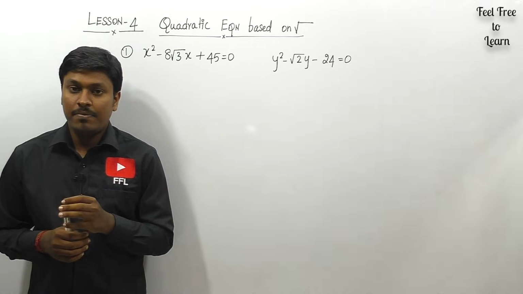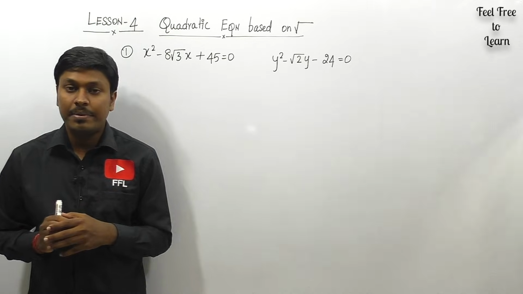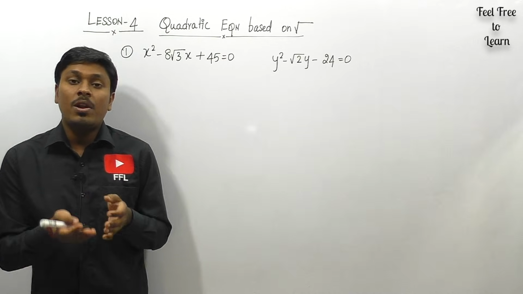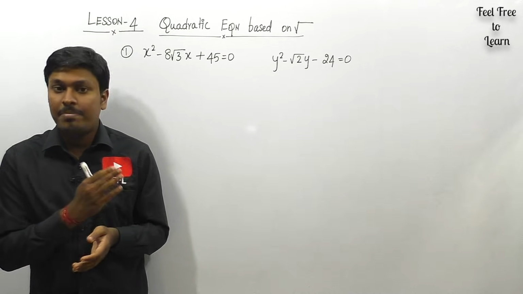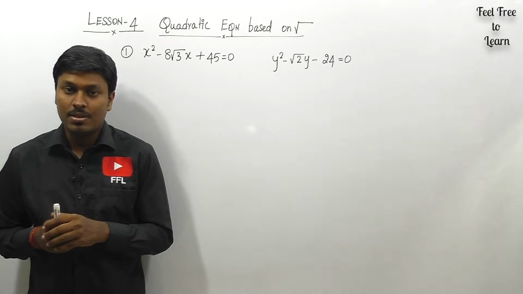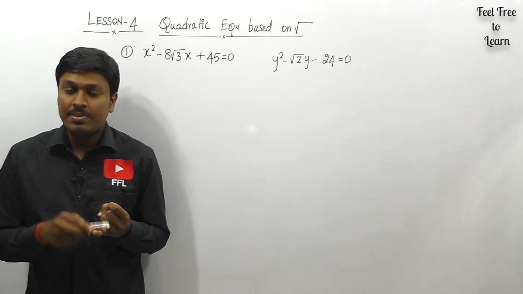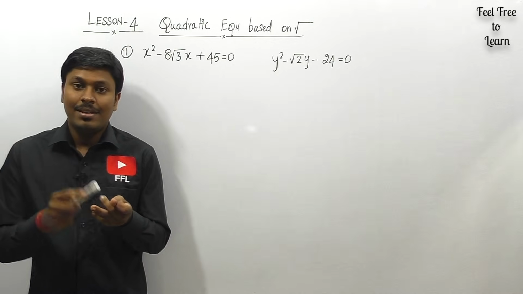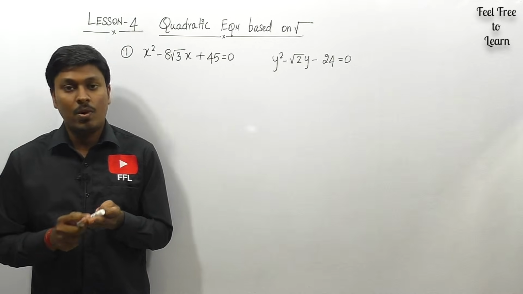So in this lesson number 4, we are going to solve a quadratic equation that is based on square root. So friends, don't forget to watch all my previous lessons. Only if you watch my previous lessons, you will be able to understand this concept. So lesson number 1 is the basics of equations. Then lesson number 2 is type number 1 quadratic equation. Then lesson number 3 is type number 2 quadratic equation.